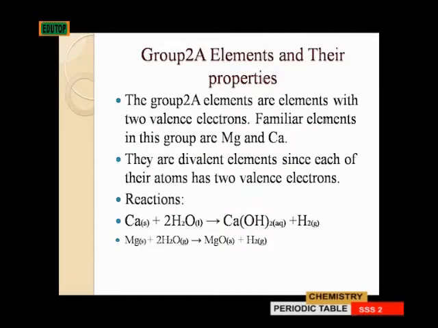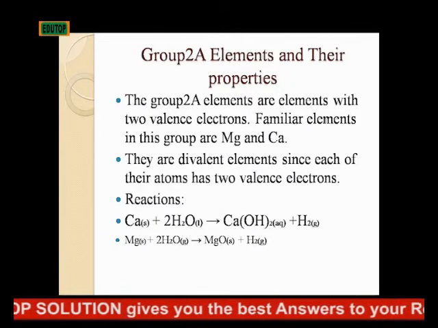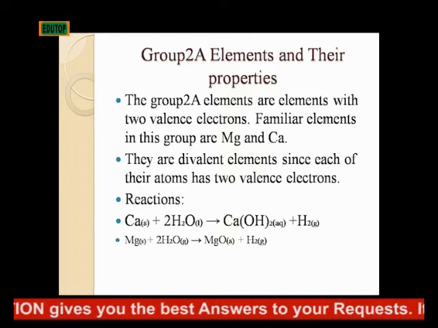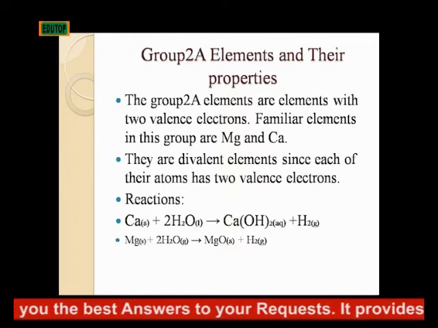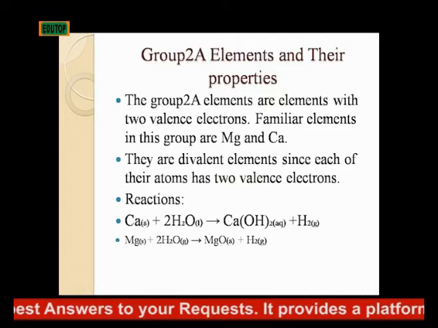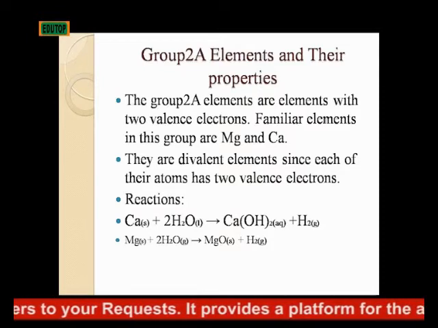Group 2A elements and their properties. The group 2A elements are elements with 2 valence electrons. Familiar elements in this group are magnesium and calcium. They are divalent elements since each of their atoms has 2 valence electrons. Common reactions: calcium in the solid state reacting with 2 moles of water in the liquid state gives calcium hydroxide, aqueous, plus hydrogen gas.